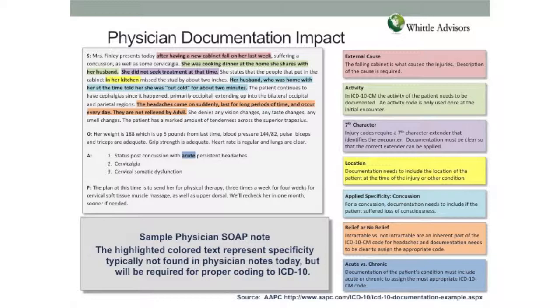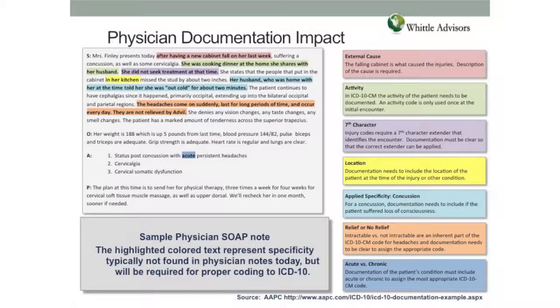Here, under the green, we pick up activity. We see in ICD-10-CM, the activity of the patient needs to be documented. So here she was in her kitchen cooking. So we picked up that detail. We know that the ICD-10 codes are getting longer. There are more characters in the code set. So this 7th character is an extender that identifies the encounter. And that's that initial encounter, subsequent encounter, sequela, detail. You'll see this in the code set. Lots of these codes get extended by a 7th character.